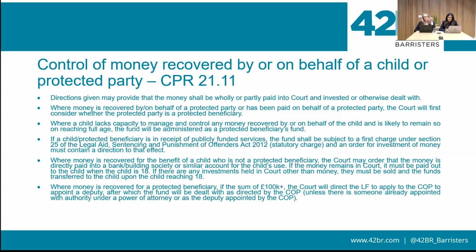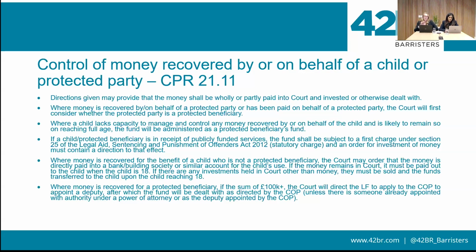So the rule 21.11.9 deals with where the money goes if you've got a protected party rather than a child. The Court of Protection deals with sums of damages of £100,000 or more. So if you're dealing with 100k plus, it goes to them, they appoint a deputy, their procedure and rules apply.